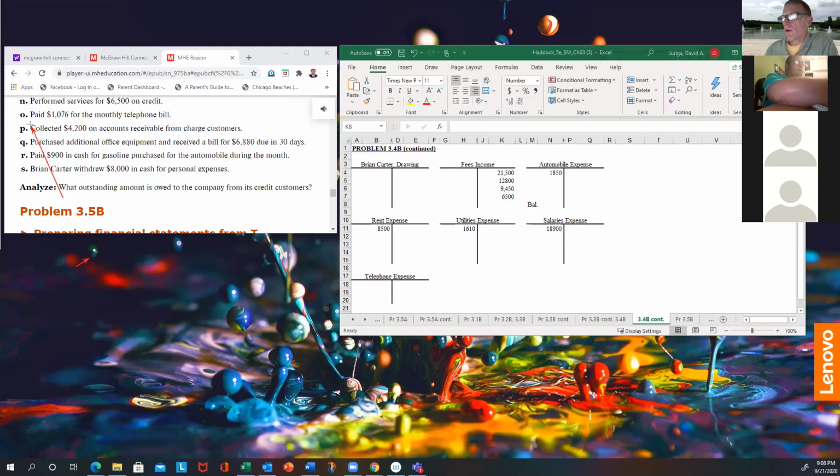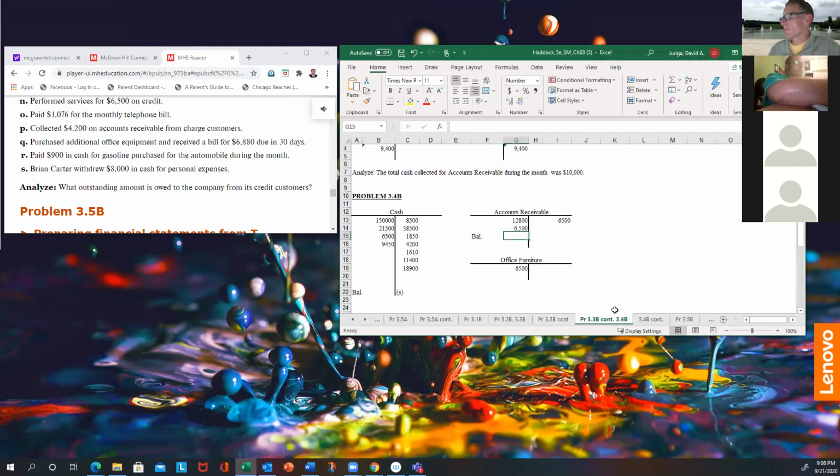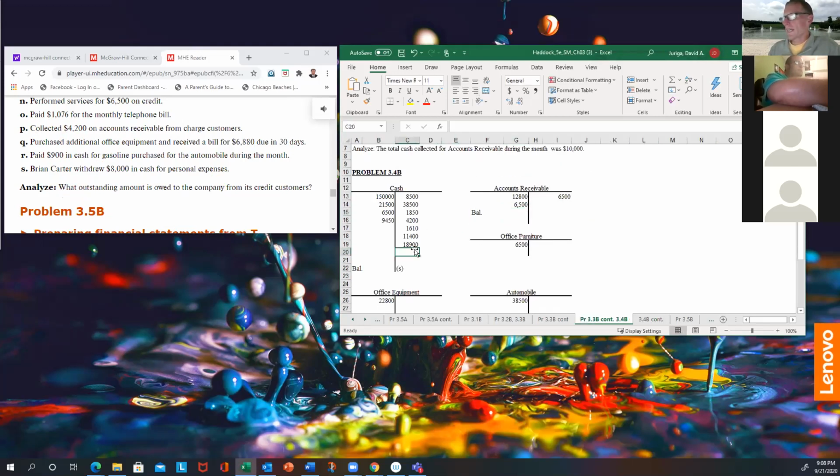All right, letter O, paid the telephone bill, $1,076, cash and telephone expense, right? And they've got a telephone expense right here. So since I'm on this page, we know telephone expense, just like all of our expenses so far, we debit them every time. So there's your debit to telephone expense. And of course, cash has to get the credit, $1,076.